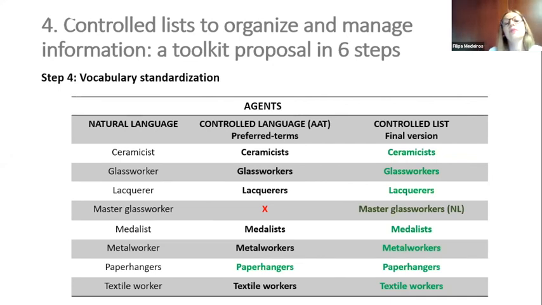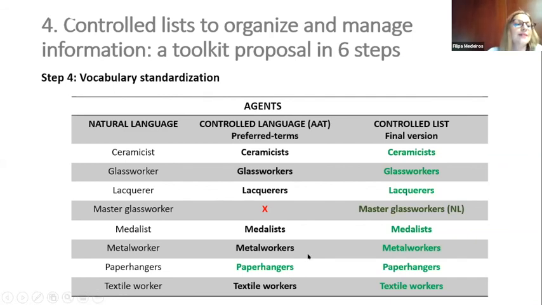Step 4, vocabulary standardization. The table shows us the process of vocabulary standardization. In the first column, we observe the terms collected in natural language. Compare them with the terms selected from the information sources. Three situations can happen. The first situation, the better one, is direct correspondence between the concept in natural language and the preferred term in the controlled vocabulary. The only case in which this happens, as you can see, concerns the term paper hangers.